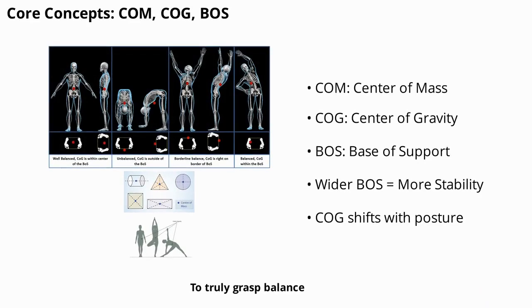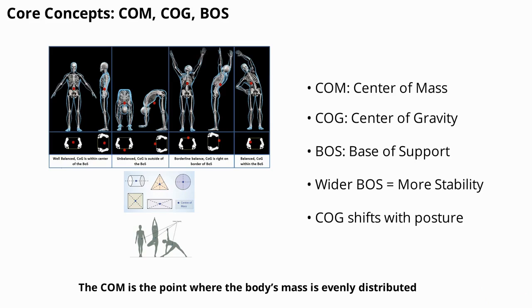To truly grasp balance, we need to understand three key terms: center of mass (COM), center of gravity (COG), and base of support (BOS). The COM is the point where the body's mass is evenly distributed, while the COG is where gravity acts on the body. For humans, the COG is typically near the second sacral vertebra, but it shifts with movement and posture.